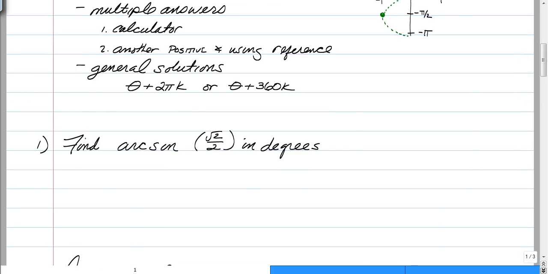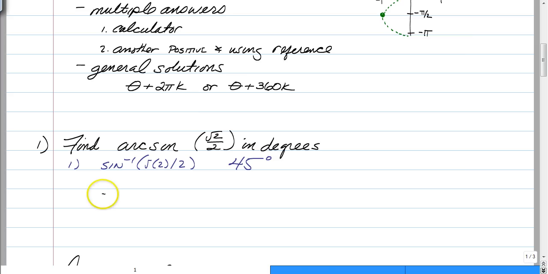To find arc sine of the square root of 2 over 2 in degrees, we're going to do this example in degrees. Once we switch to cosine, we'll switch to radians, so that you know how to do both. The first value comes from your calculator. Press the second button to bring up inverse sine, then type the square root of 2 divided by 2, press enter, and you'll get 45. Of course, make sure your calculator is in degrees. So your first value is 45 degrees.